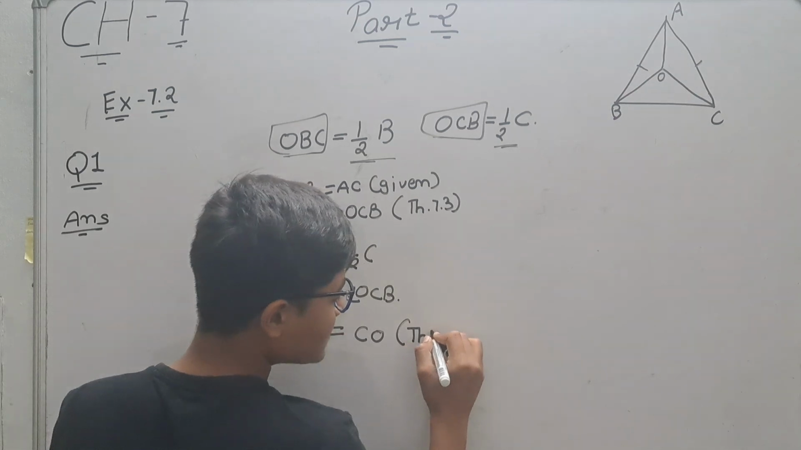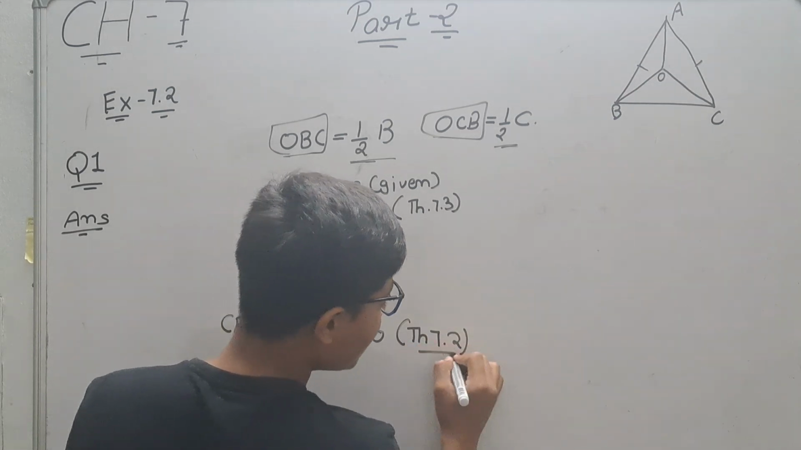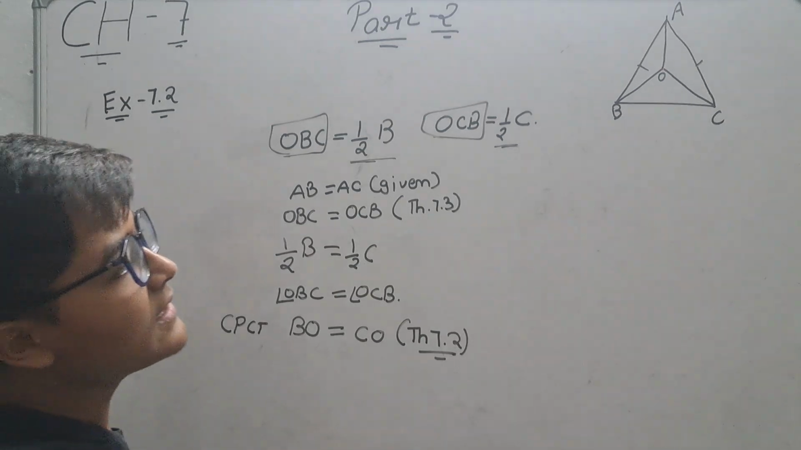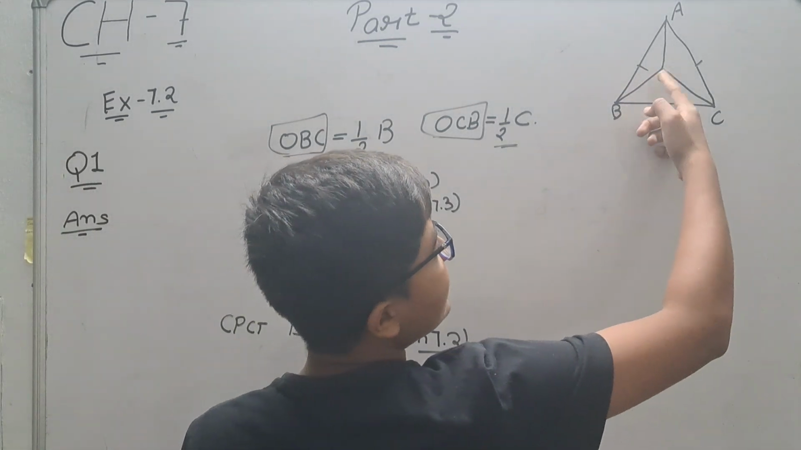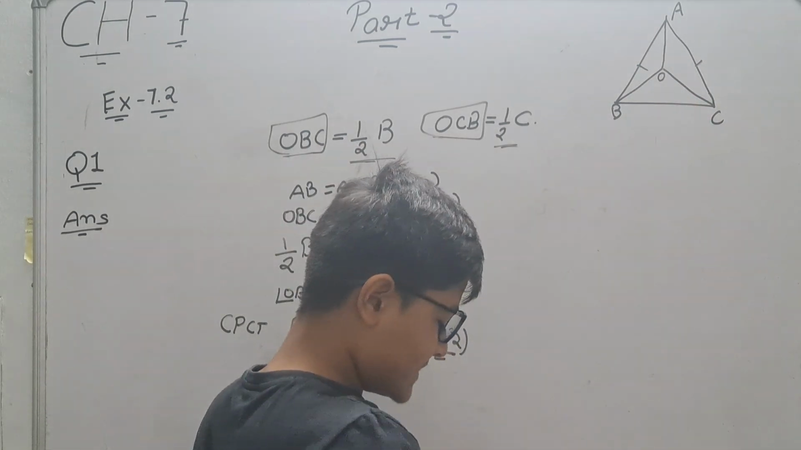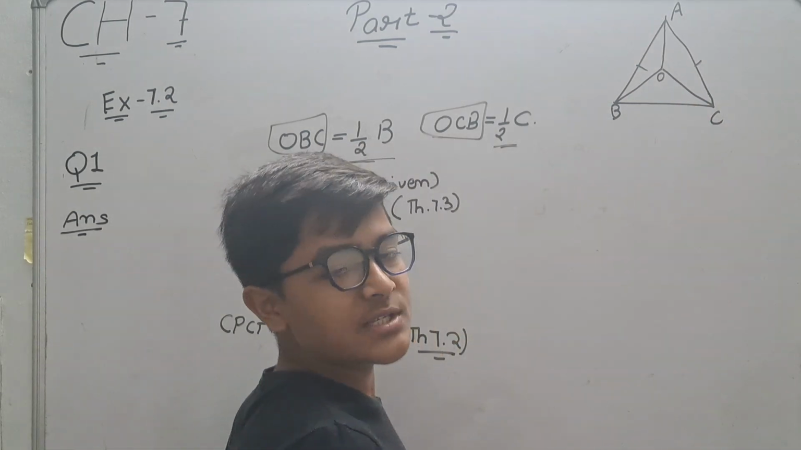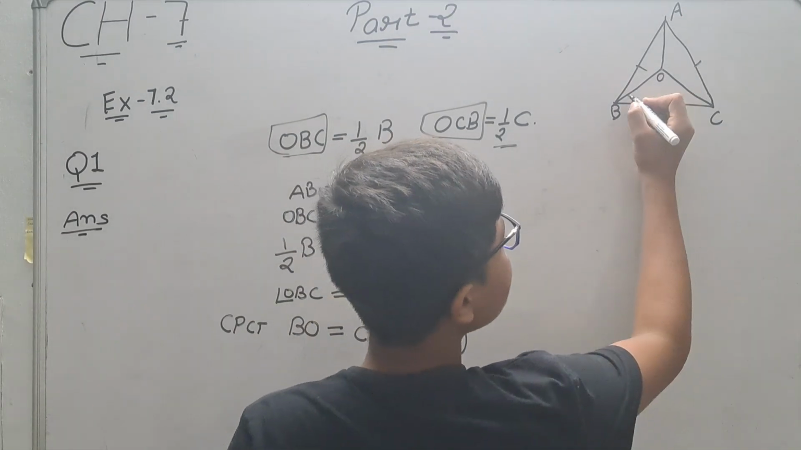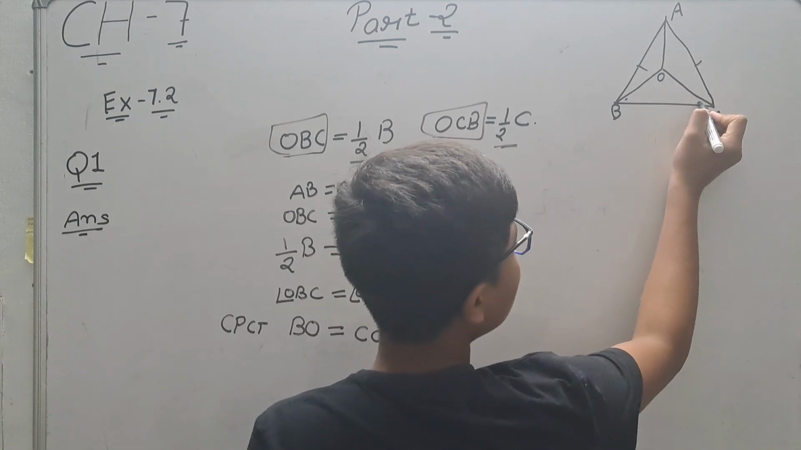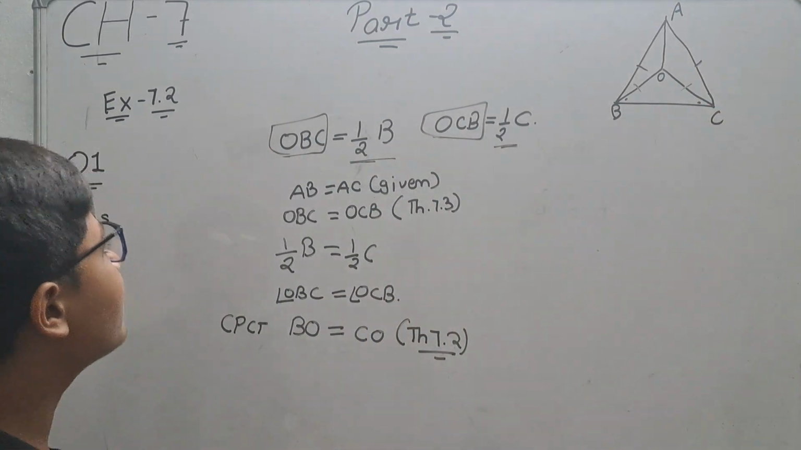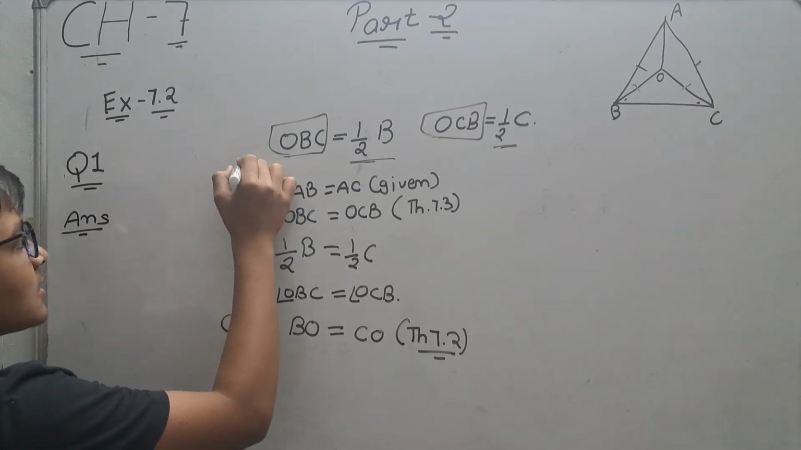Theorem 7.2 says that if the angles are equal, then the sides are equal. Let's take an example: here this angle and this angle both are equal, so this side will also be equal. So here we have proved our first portion.